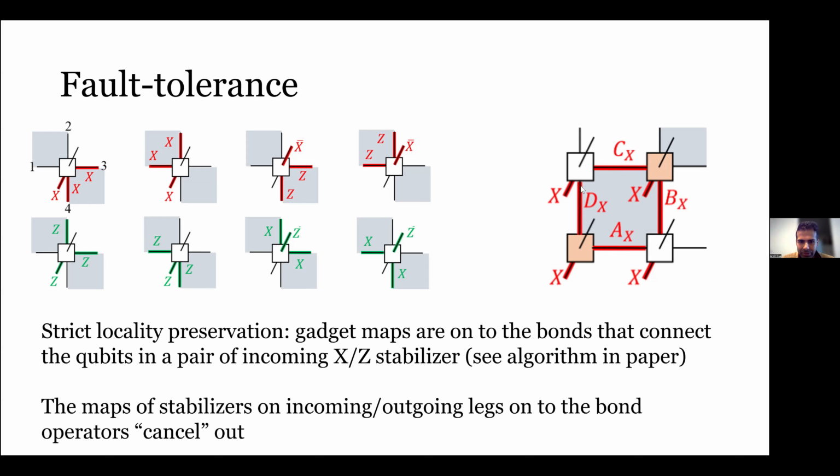Do you see my mouse cursor, by the way? Yeah. Okay, so let me just remove this.